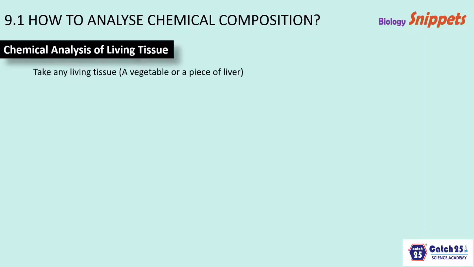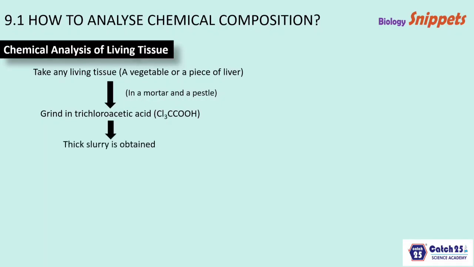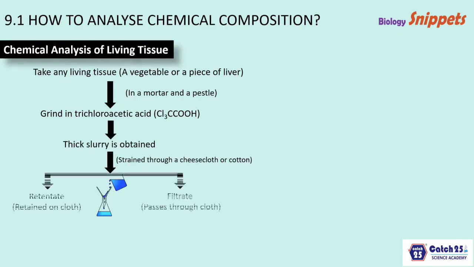First, take any living tissue, like a vegetable or a piece of liver. Take trichloroacetic acid liquid, grind them together in a mortar and pestle. This gives a thick slurry after some time. Now, like we filter tea at home, this thick slurry is also filtered through a cloth. The liquid part of the slurry that passes through the cloth is called the filtrate, and the part which gets trapped on the cloth is called the retentate.